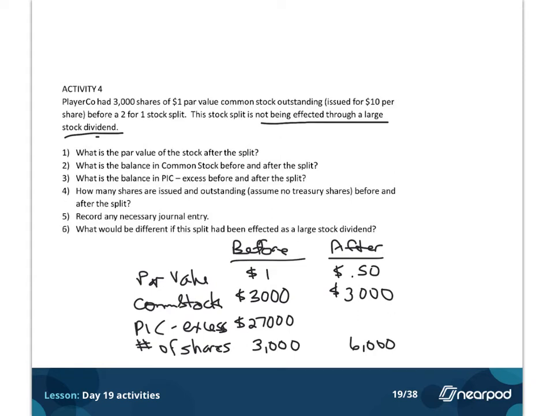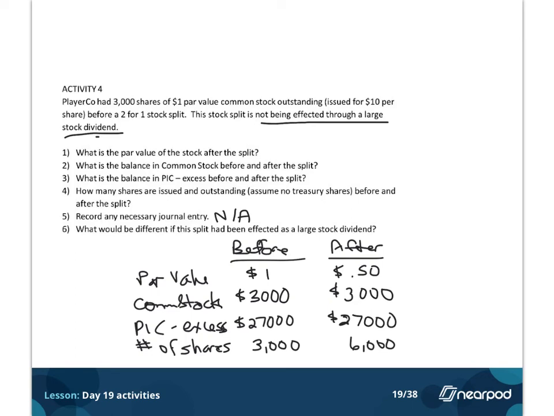Okay, important thing to note. That did not change. Our common stock balance didn't change here. Our paid-in capital didn't change either. Okay, so looking at this, you get to the question to record any journal entry. Well, if my common stock and paid-in capital accounts stay the same before and after, there's not really any journal entry to do. Okay, so there's not any entry.